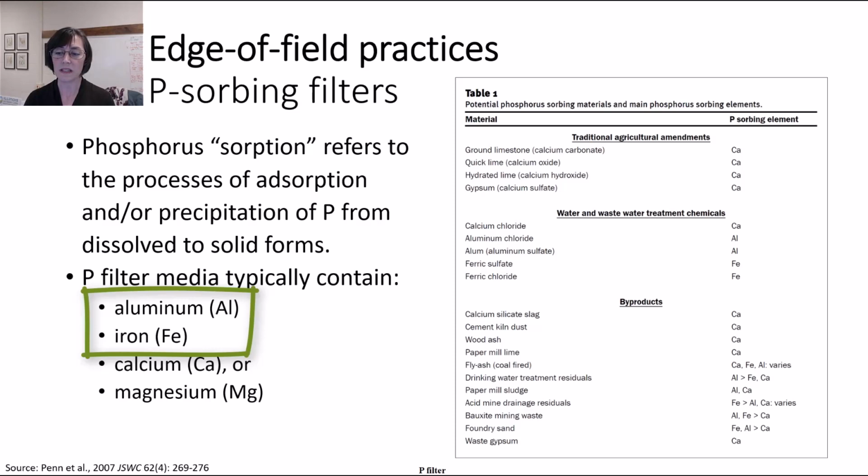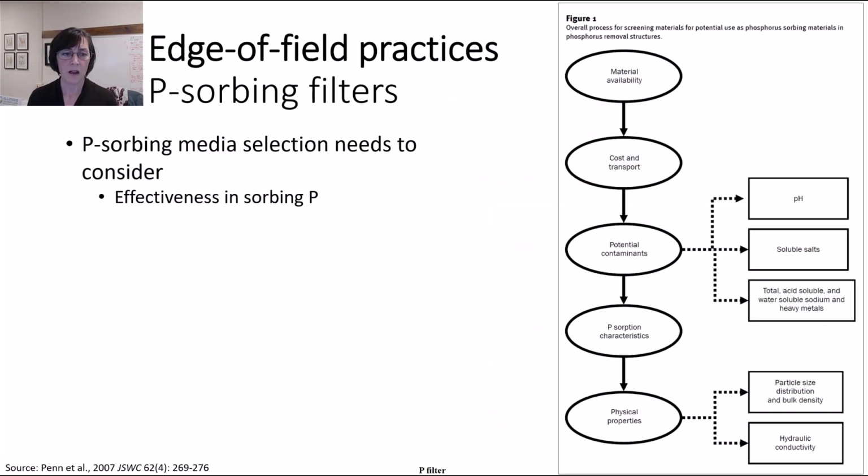Otherwise, the mineral surfaces will have fewer positive charge sites on the surface to provide the ligand exchange absorption, which is how aluminum and iron remove phosphorus from water. So that's a little bit of the chemistry.